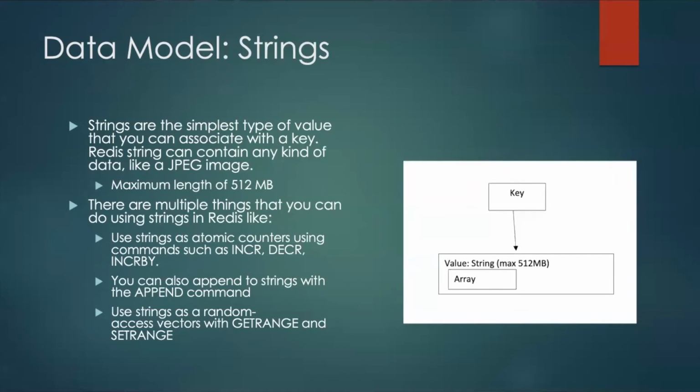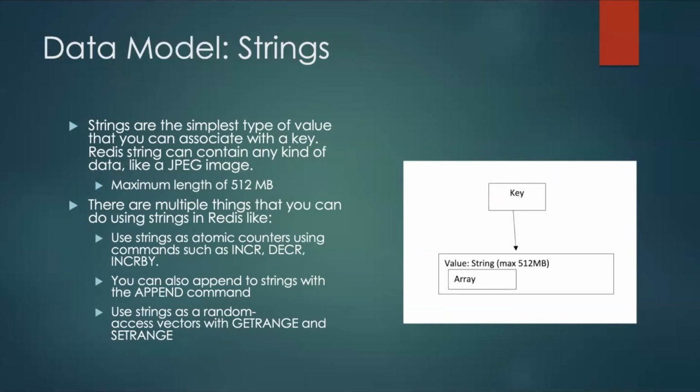For example, you can use strings as atomic counters, which we'll be talking about later on. You can use commands like increment, decrement, and increment by, and there will be examples of how to use different types of commands like that later on. You can also use the append command to append to strings, because the string works like an array. It's like a string array, so you can append to it.